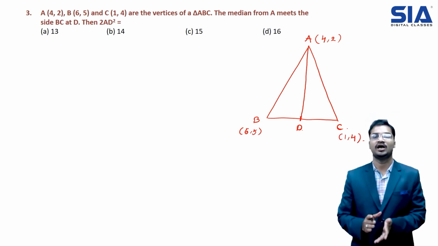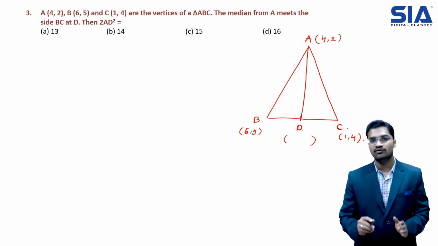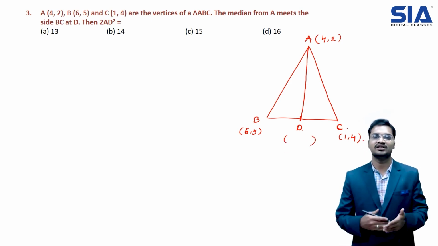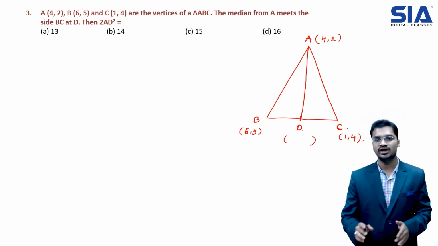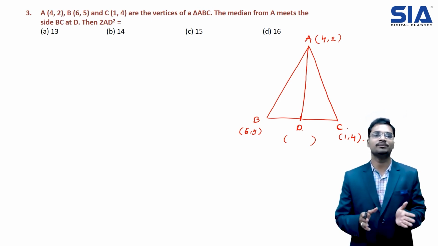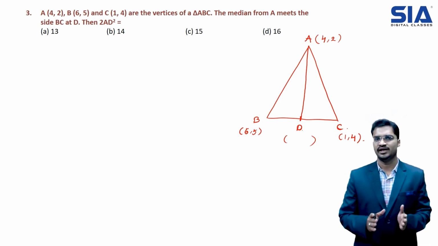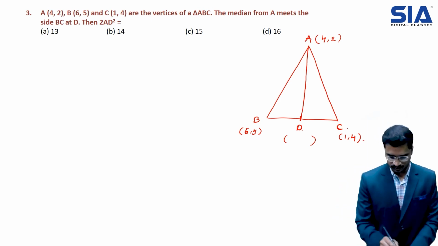Now what do I have to find? I have to find the coordinates of D. If I can find the coordinates of D, I can find the distance between the two points by using the distance formula. In order to find the point D, we have to substitute in the midpoint formula, which is (x1 plus x2) by 2, (y1 plus y2) by 2, because D is the midpoint of BC. So let us substitute.